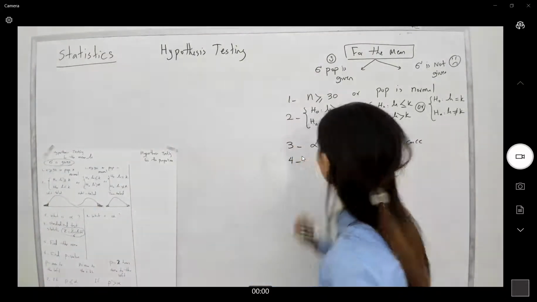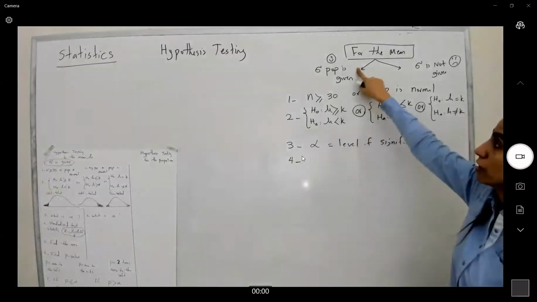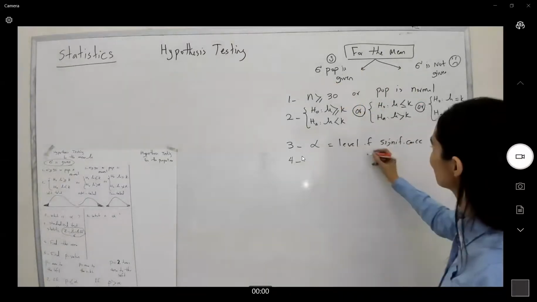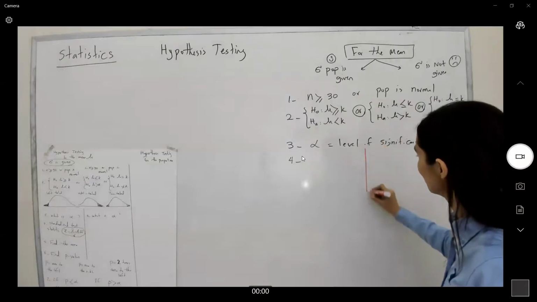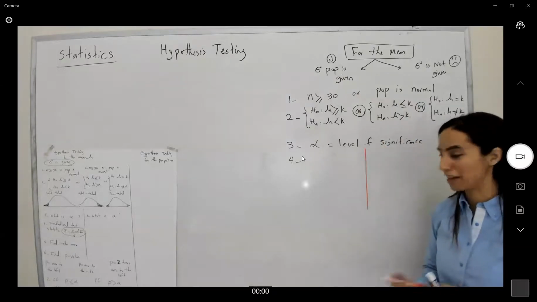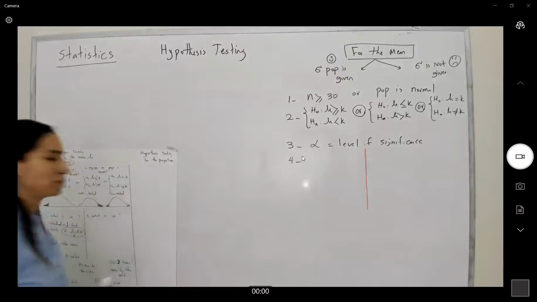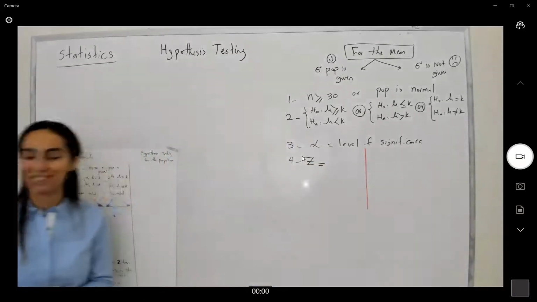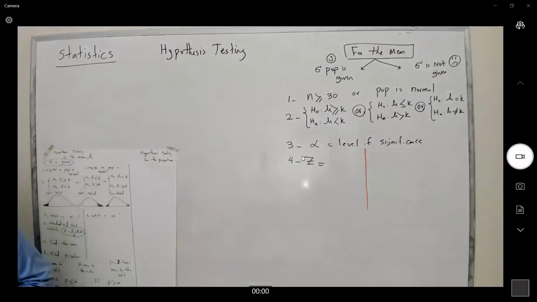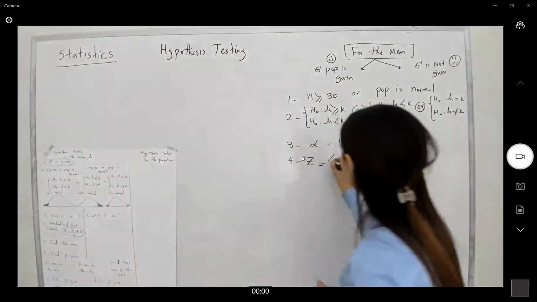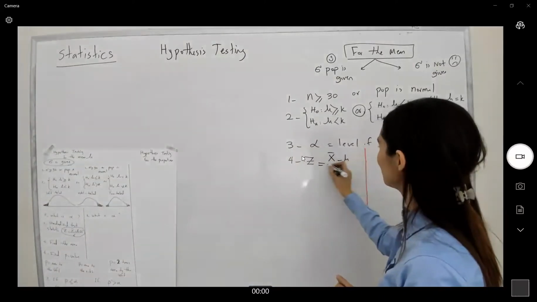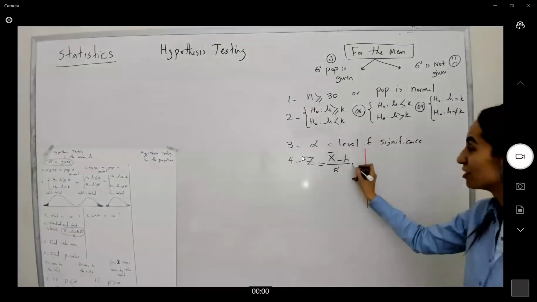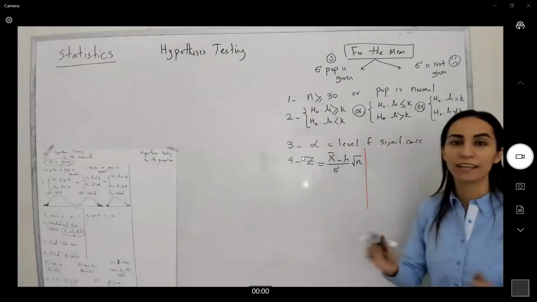Step 4. If sigma is given, what are we going to use? Z. ZC. Perfect. Z value is equal to x bar minus mu divided by sigma times square root of n.